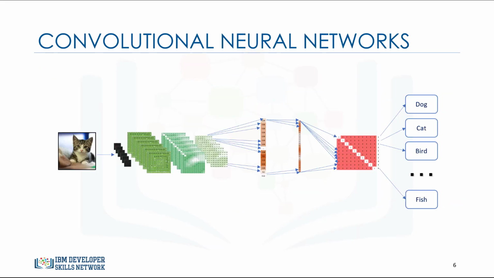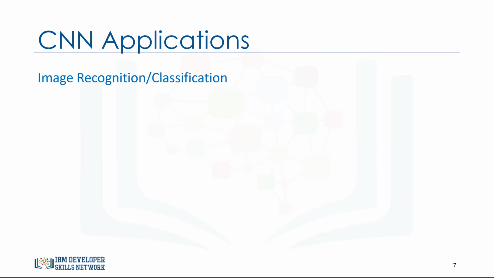CNNs achieve this type of automatic feature selection and classification through multiple specific layers of sophisticated mathematical operations. Through multiple layers, a CNN learns multiple levels of feature sets at different levels of abstraction, and this leads to very effective classification. CNNs have gained a lot of attention in the machine learning community over the last few years.